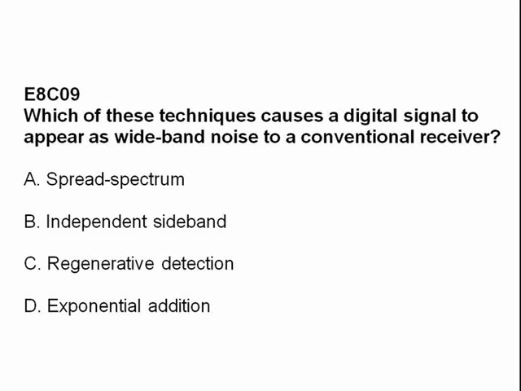Which of these techniques causes a digital signal to appear as wideband noise to a conventional receiver? A. Spread spectrum. B. Independent sideband. C. Regenerative detection. Or D. Exponential addition. The answer is A. Spread spectrum.